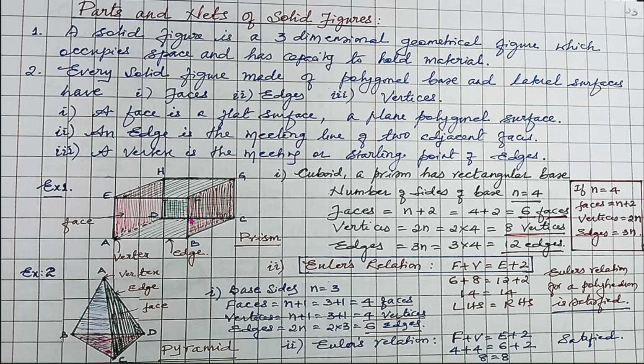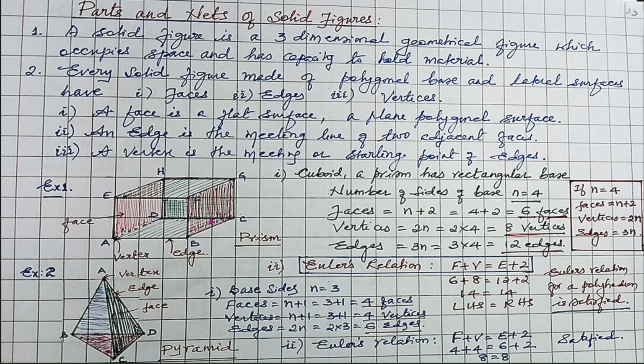Now, if you study an example, for example, this is a cuboid, it is also called a prism with a rectangular base. The rectangular base has four sides, therefore n is equal to 4. The number of faces is n plus 2, that is 6 faces. The vertices are 2n, that is 2 into 4, that is 8 vertices, and the number of edges are 3n, that is 3 into 4, that is 12 edges. And it is also true because we already learned about the cuboid.